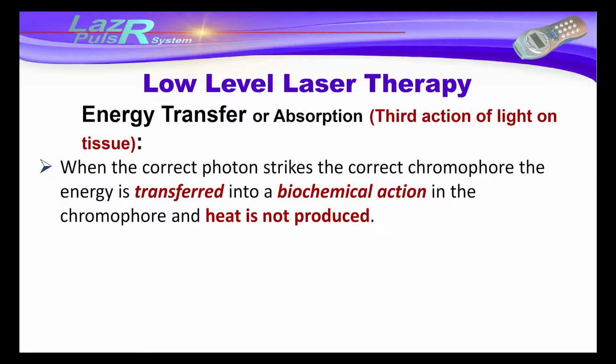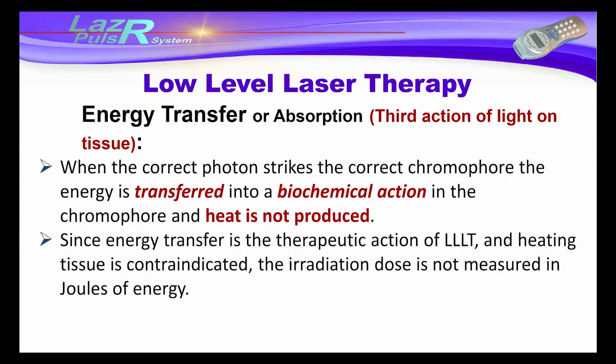Then there is energy transfer. As stated in the previous video, when a photon of the correct wavelength and power density strikes a matching chromophore, or light receptor, the photon's energy is transferred to the chromophore, and since a photon is only energy, it ceases to exist at that point. This produces no heat at all because the energy is transferred into a physiological function and not dissipated as heat. Since energy transfer is the therapeutic action of low-level laser therapy and heating tissue is contraindicated, the irradiation dose is not measured in joules of energy, but rather in photobiomodulation.